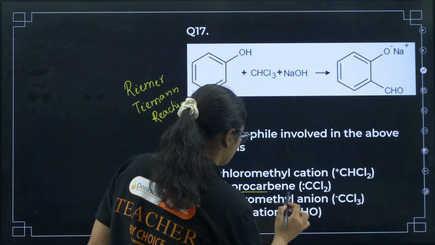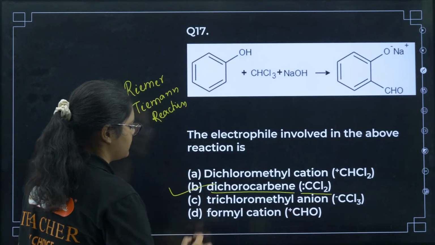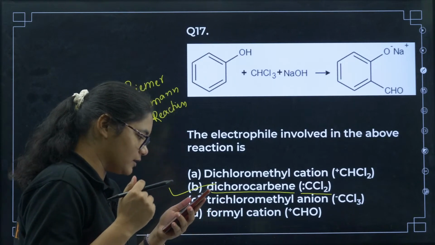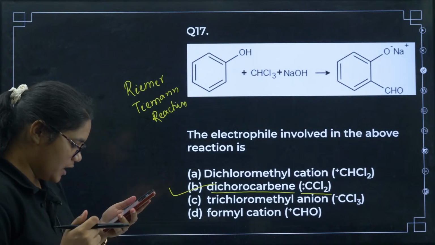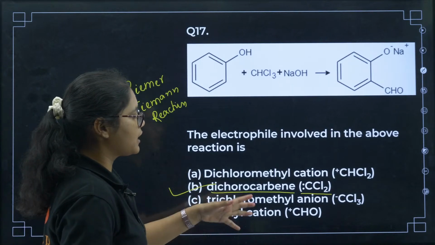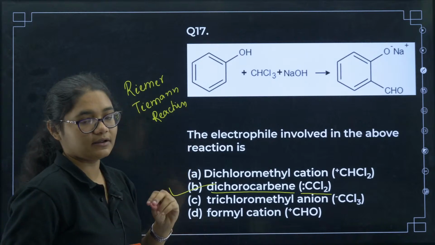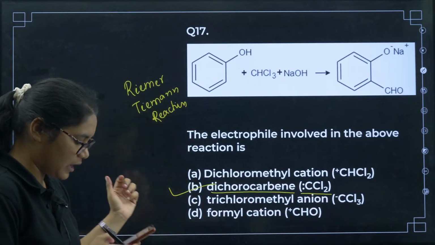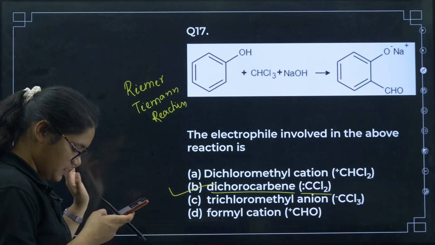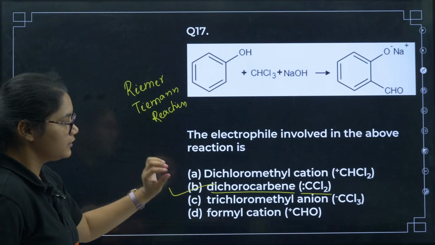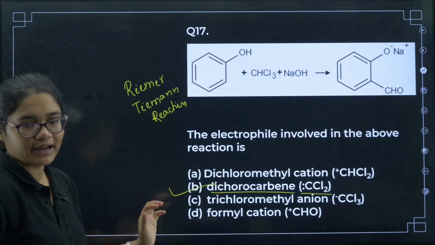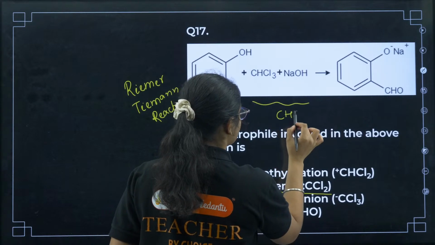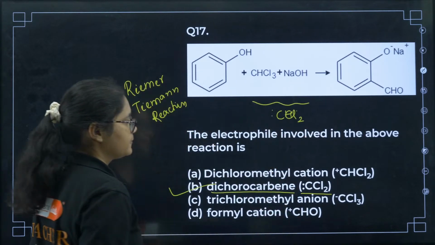Yes, it is a dichlorocarbene, CCl2. Option number B is the correct answer here. No, Pratiksha, it is not a carbocation. In this reaction, it is a carbene mechanism. We get dichlorocarbene, and dichlorocarbene is the thing that behaves as an electrophile. Okay, these two mixed together produce dichlorocarbene.